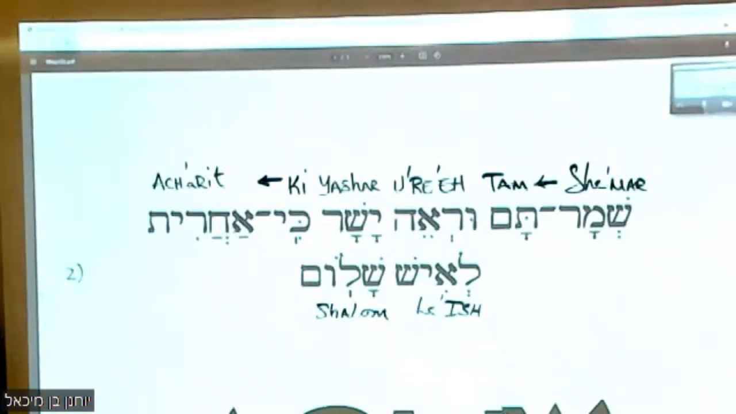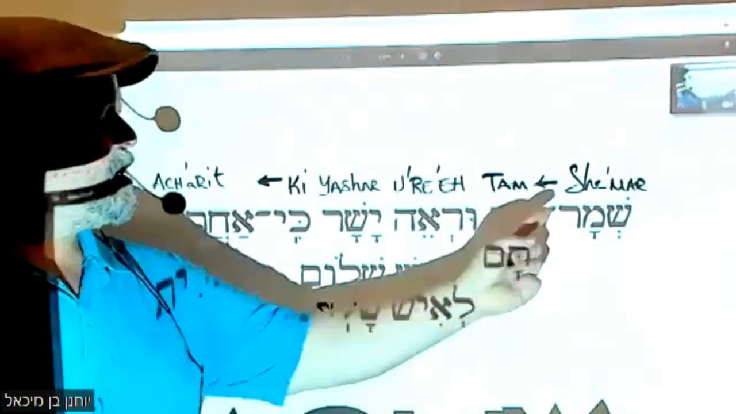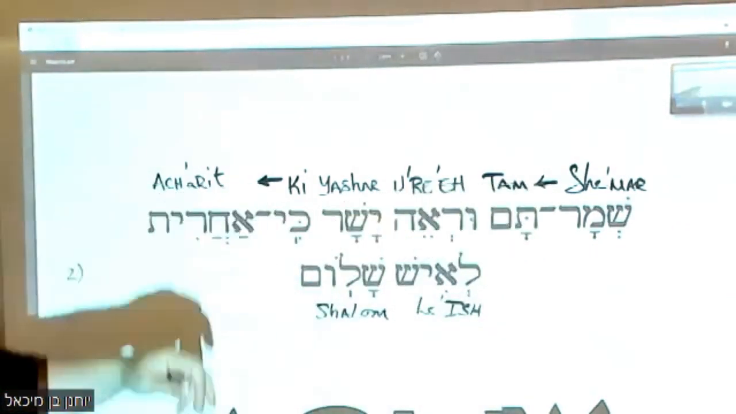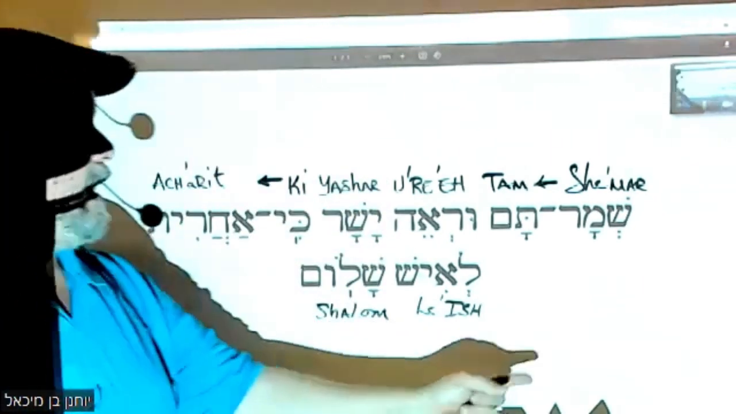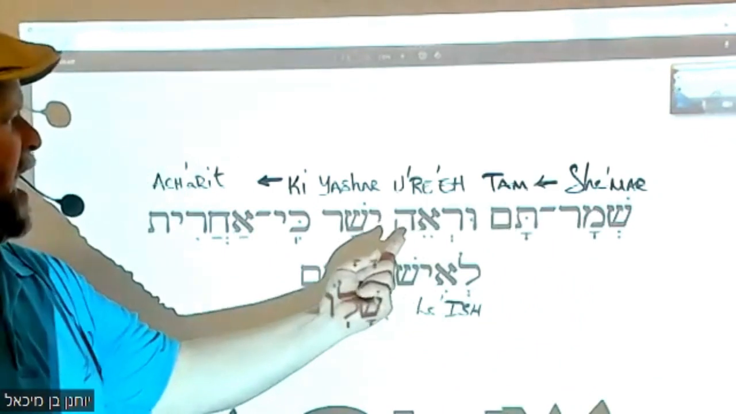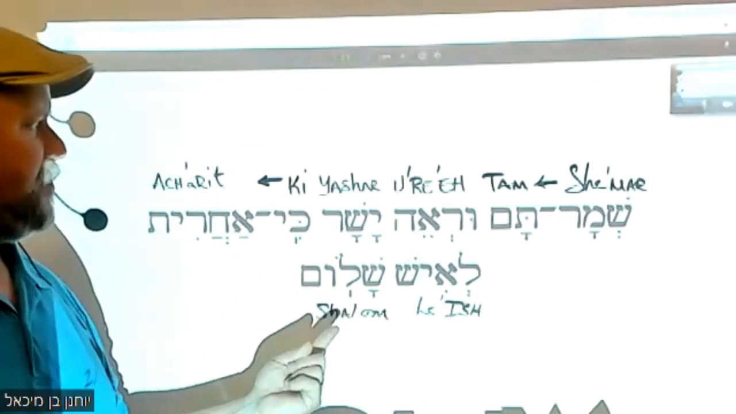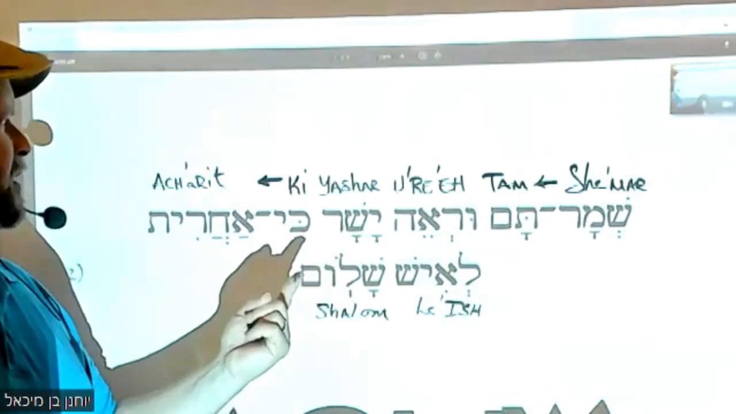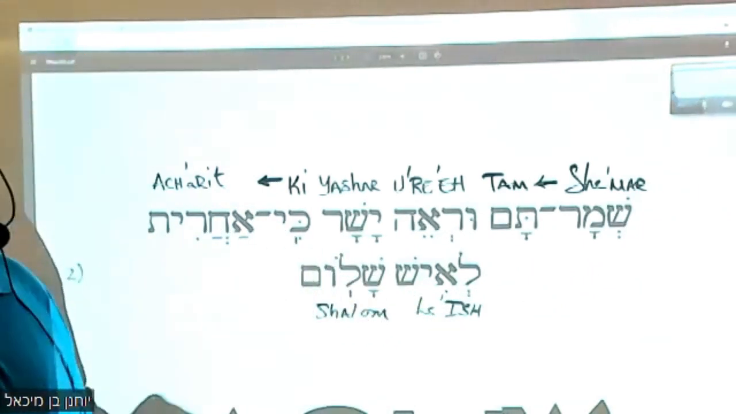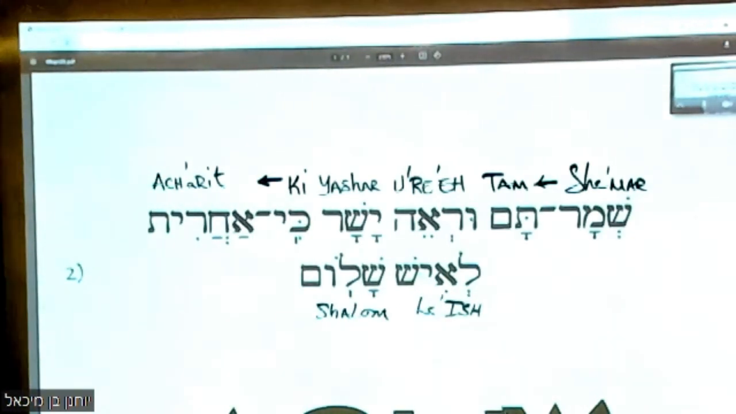All right, so we have transliterated our sentence. Let's read it together. We have shamartam. Remember, anytime we have a hyphen, what do we do? Cram them words together if we can. So we have shamartam ure'e yashar ki achrit leish shalom. Let's do it again. Shamartam ure'e yashar ki achrit leish shalom. All right, so shamartam. So what does the word shamar mean?